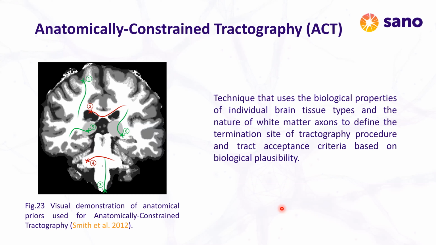the biological plausibility. Six anatomically based prerequisites can be defined in the ACT method. For example, if the tract penetrates the cortical gray matter, it reaches an appropriate endpoint and is accepted, while if the trajectory penetrates the area filled with cerebrospinal fluid, it is rejected.